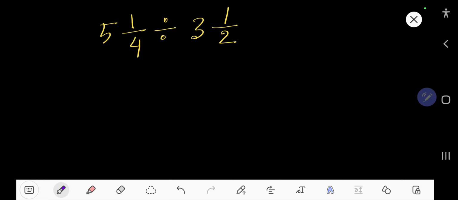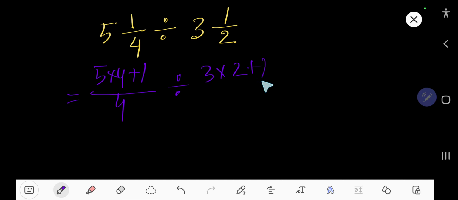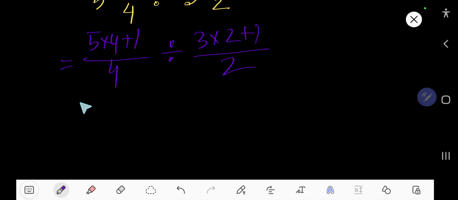Okay, let us take this example, how to divide this mixed number by this. So you need to convert these two mixed fractions to improper fractions. So look, 5 times 4 plus 1 divided by 4, then 3 times 2 plus 1 divided by 2. So we are getting here 21 divided by 4, 6 plus 1, 7 over 2.